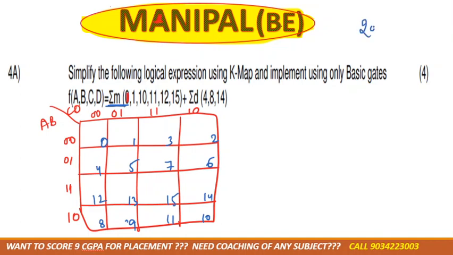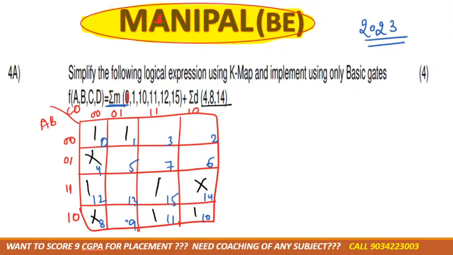Now see, this is also a question from 2023, a K-map question. Okay, this is for don't care. 0 1 10 11 12 15, right? 4 8 14, 4 8 and 14, right?